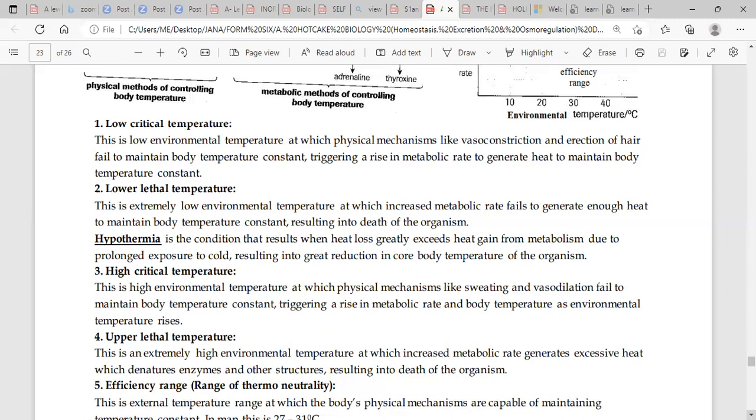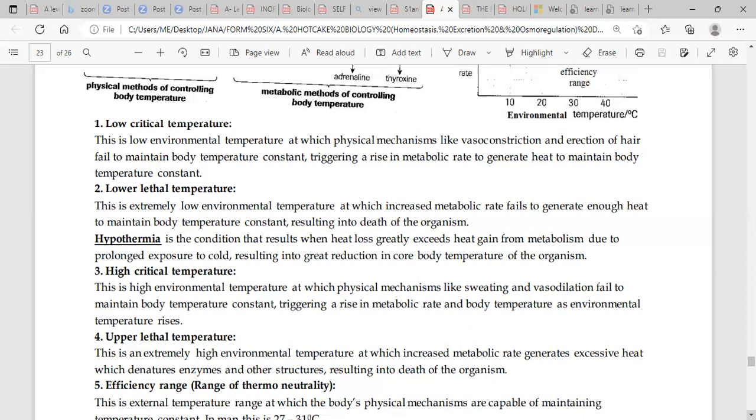Now, what takes place as the environmental temperature is increasing? We have mechanisms of homeostasis. We have the negative feedback mechanism and the positive feedback mechanism. Now, this is a positive feedback mechanism where there is continuous stimulation of something. A rise in temperature brings about continuous stimulation, triggering the rise in metabolic rate continuously.